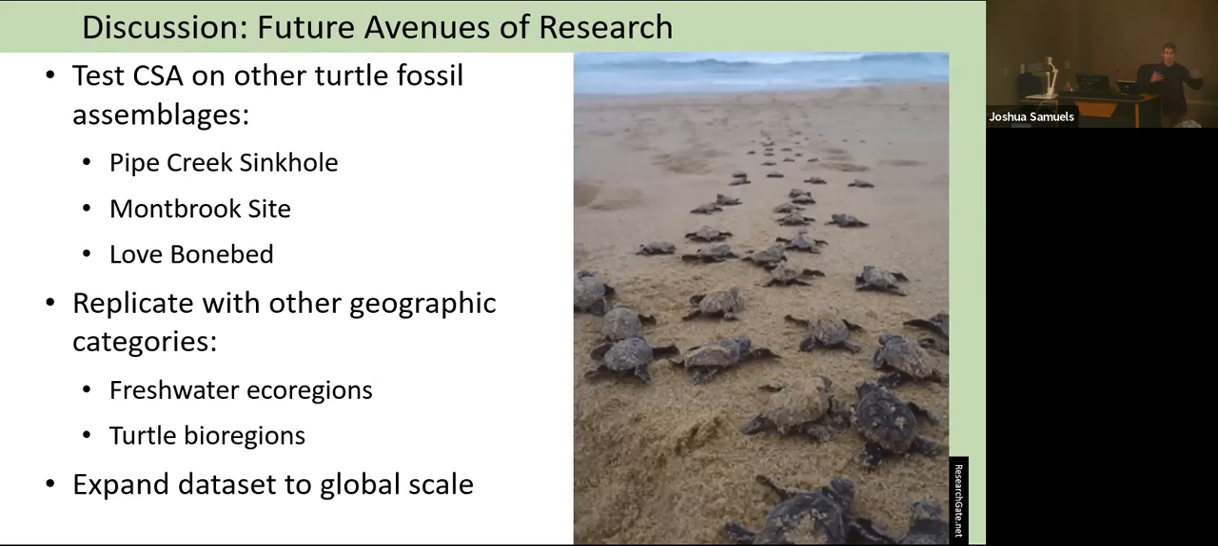I think it'd be interesting to get a broader geographic spread of sites to see if we can replicate this in a meaningful way. I also want to do it again with different regions, different geographic groupings. Here are freshwater ecoregions and turtle bioregions that this could apply to in a really interesting way. I also want to expand the data set, refine the data set.